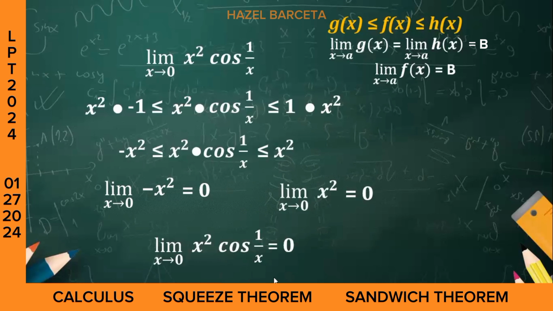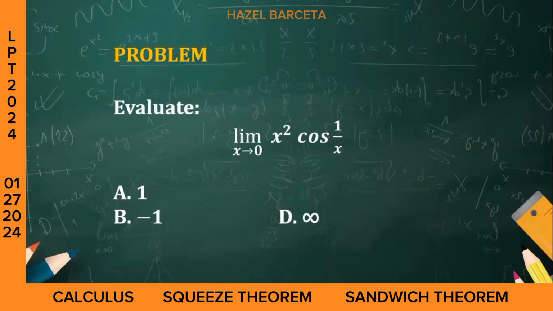Okay? So, this is the answer, and napatunayan po natin yung sinasabi ni ma'am sa comment na ang sagot po ay 0. Okay? So, the answer is letter C, 0. So, naipakita din po natin na kapag ang problem ay limits of x squared times cosine x, kasi di ba 1 over x po tayo. So, cosine x as x approaches 0, the answer is 0 din.